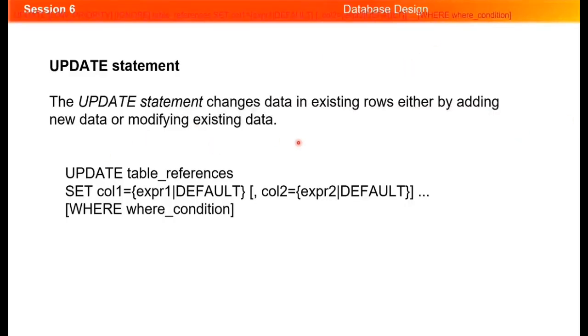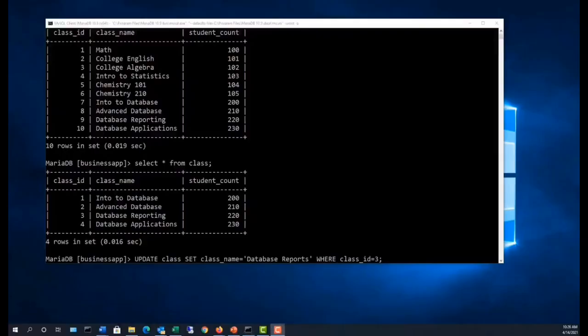The update statement changes data in an already existing row, either by adding data to an empty column or by modifying existing data. Here is the syntax. It is update and then the table references, and then we want to set the column names equal to some data. You can see here there's a list of columns, comma separated, and then there is a where condition. So you could pass in here where ID has some kind of a value, and only that record or set of records will be updated with new values.